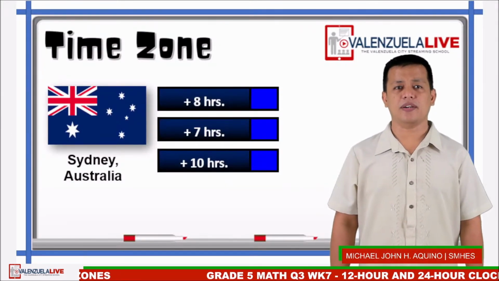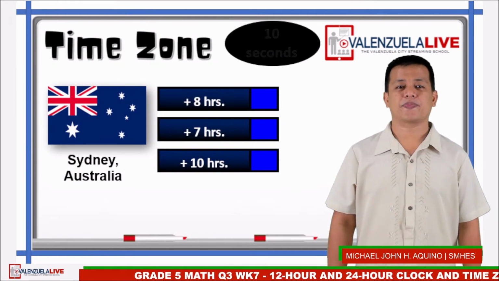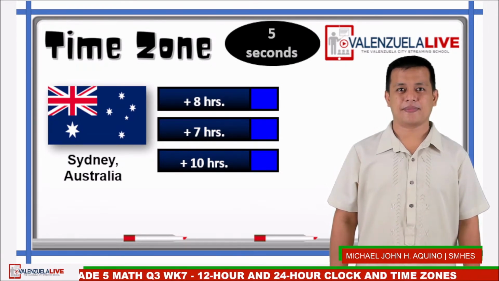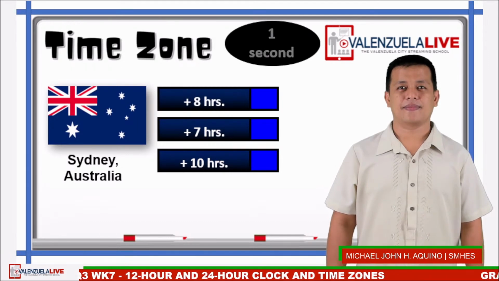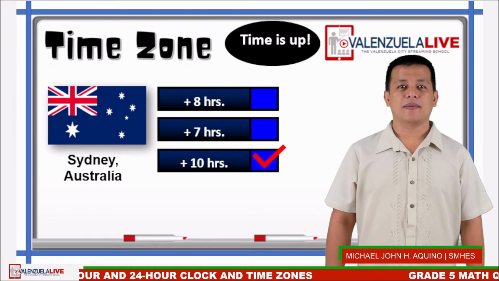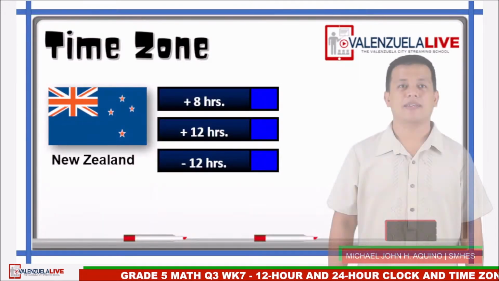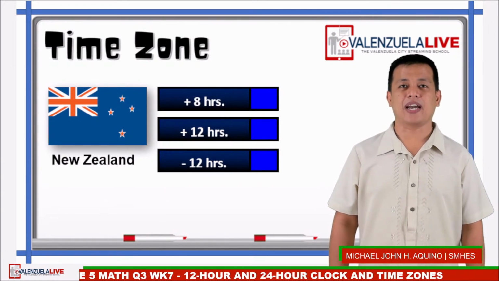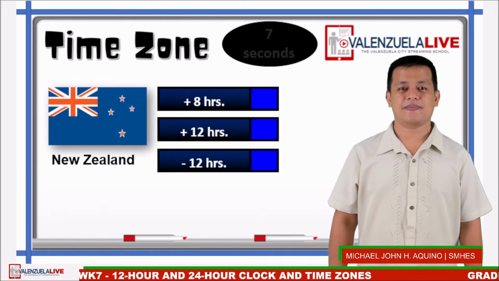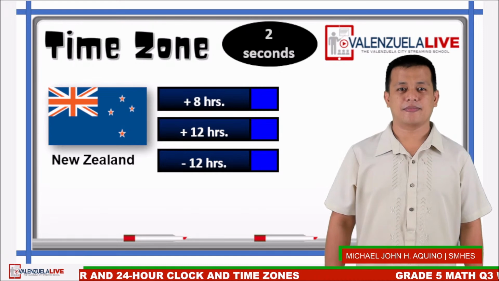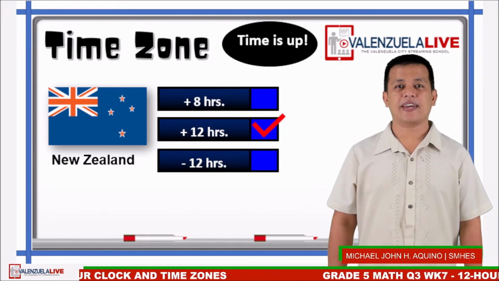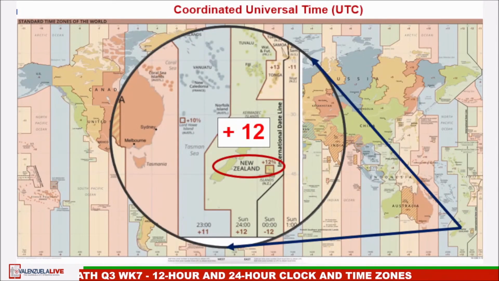Next, we also have Sydney, Australia. Timer starts now. Time is up. The correct answer is positive 10 hours. As you can see here, Australia is divided into 3 different time zones. So Sydney is under the positive 10 time zone. Next, we have New Zealand. Timer starts now. Time is up. The correct answer is positive 12 hours. As you can see in the map, New Zealand is located at the positive 12 time zone.